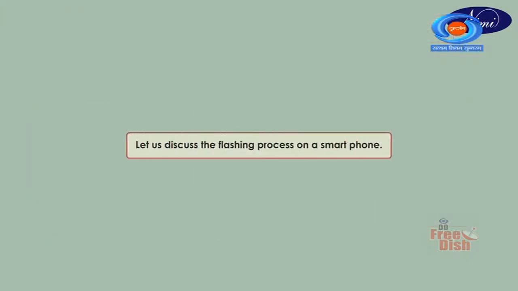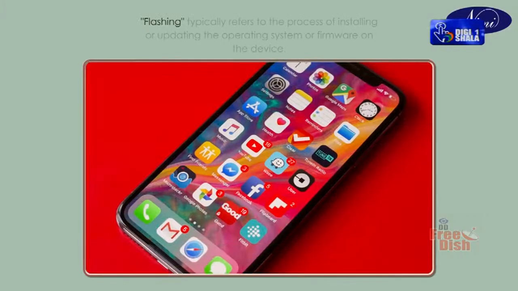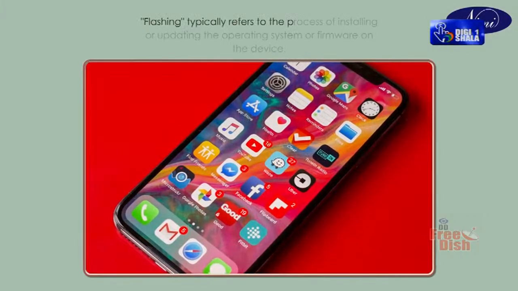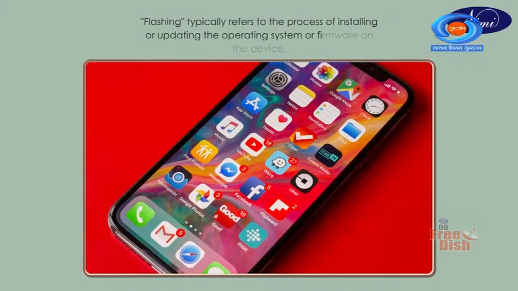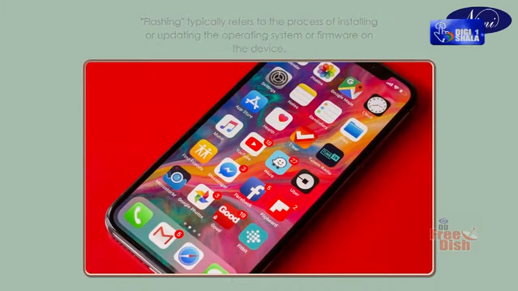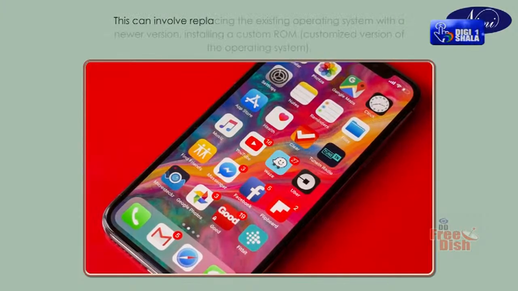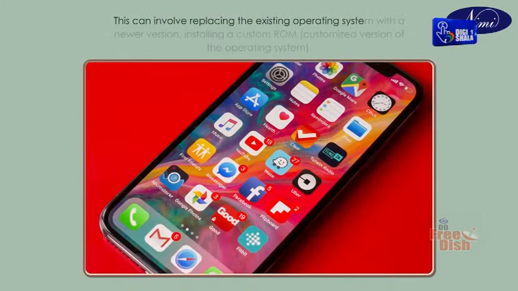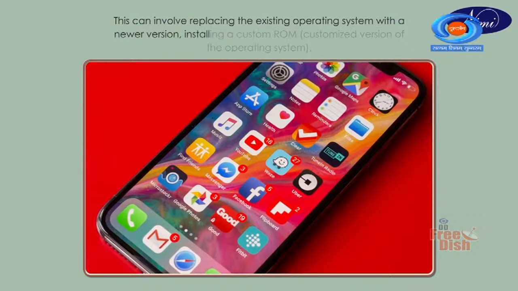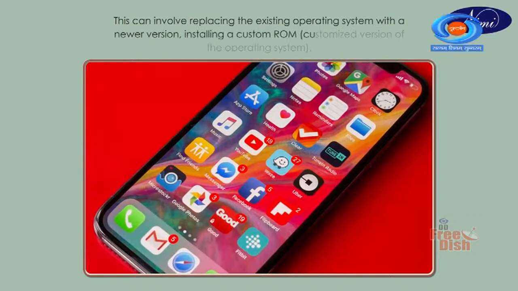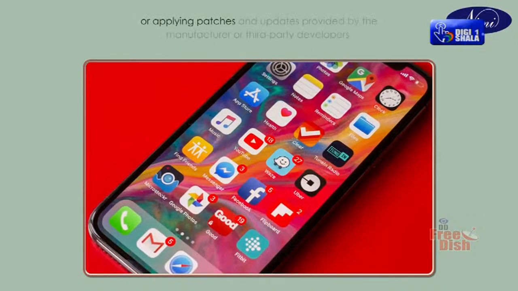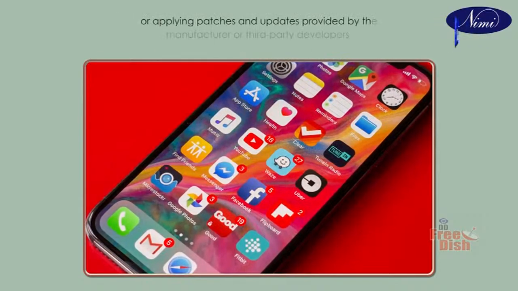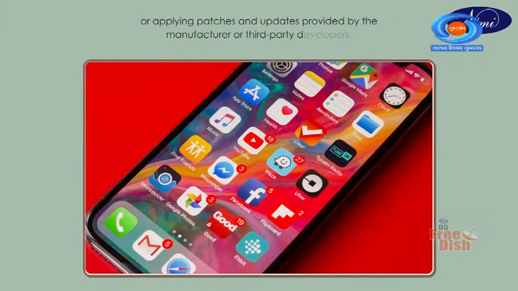Let us discuss the flashing process on a smartphone. Flashing typically refers to the process of installing or updating the operating system or firmware on the device. This can involve replacing the existing operating system with a newer version, installing a custom ROM, customized version of the operating system, or applying patches and updates provided by the manufacturer or third-party developers.